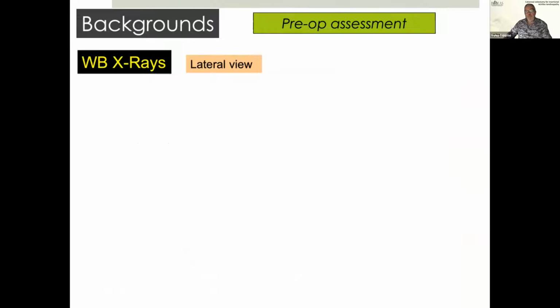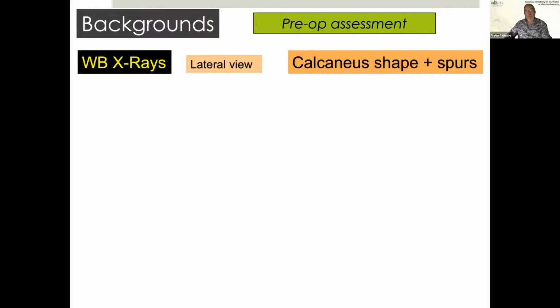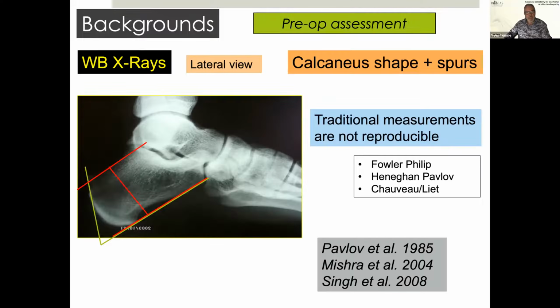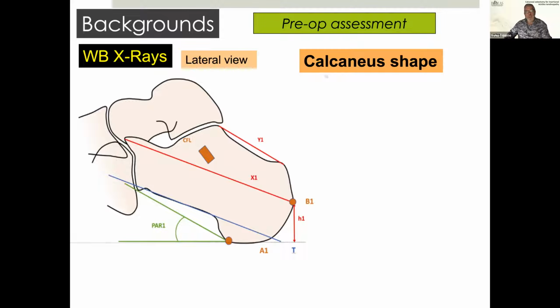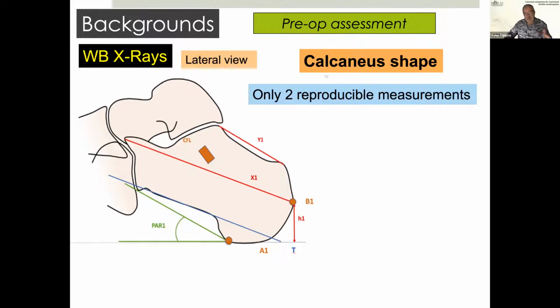So the pre-op assessments for me are based on two examinations. First, the weight-bearing X-ray, weight-bearing very important, in lateral view to assess the calcaneal shape and sometimes the spurs in addition. The traditional measurements are not reproducible, unfortunately, and all the works performed by Fowler and Philip, Heneghan and Pavlov, Chauveaux and Liet in France have demonstrated them to be non-reproducible to assess this problem perfectly. So the calcaneal shape is one of the problems in this discussion. And so there are, at the end of our works, only two reproducible measurements.